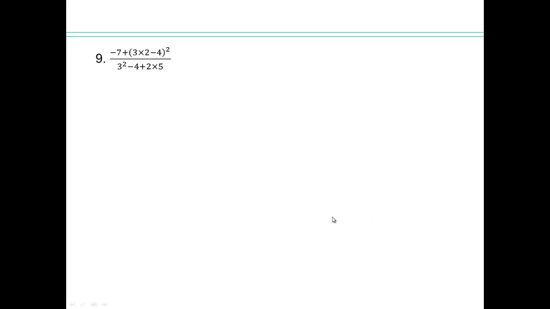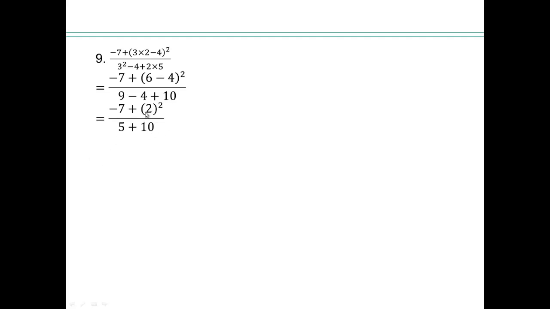All right, what do you think happens here? Remember, numerator by itself, denominator by itself. So in the numerator, parentheses first. In the parentheses, you're going to have to do 3 times 2 first, which is 6. So 6 minus 4. 3 squared first, so that'll be 9 minus 4, and then 2 times 5, which is 10.